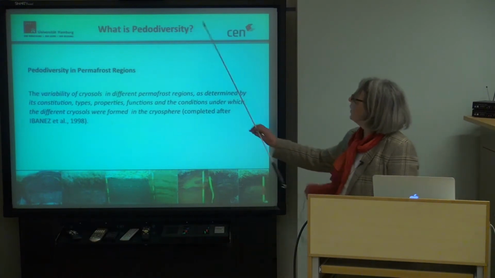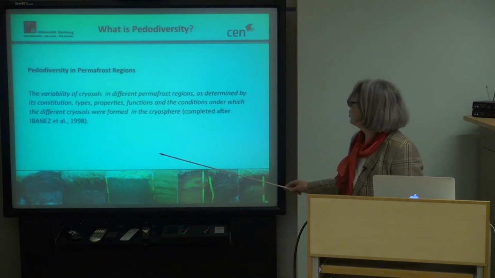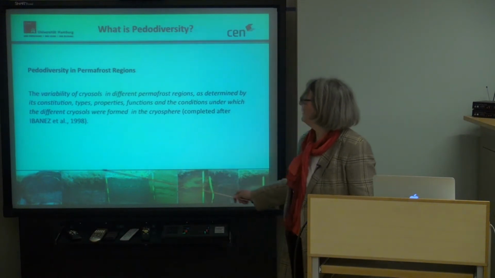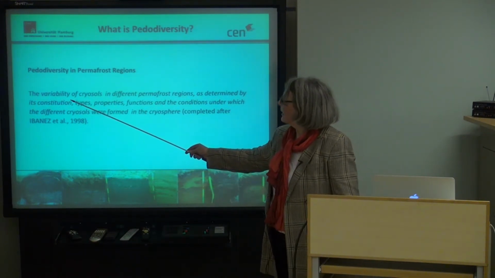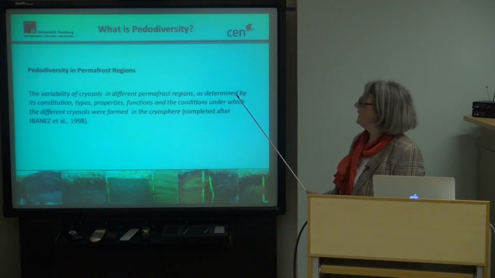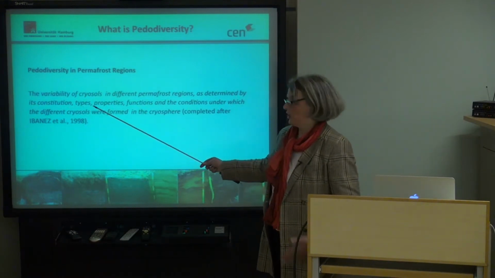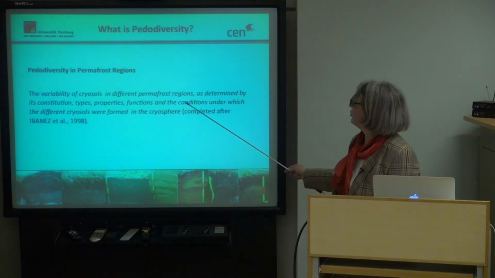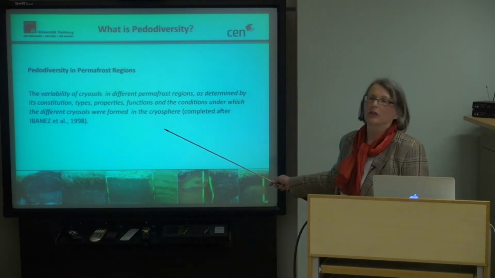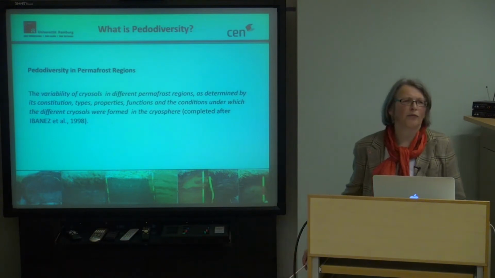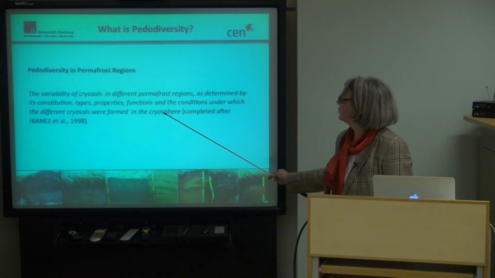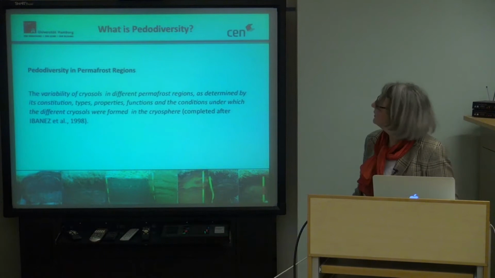Let me start with what pedodiversity is, and I chose one simple definition given by Ibáñez and colleagues. It is the variability of cryosols in different permafrost regions as determined by their constitution, types, properties, function, and the conditions under which the different cryosols were formed in the cryosphere. If we talk about permafrost soils, you have to take into account that you are in a special environment under the factors of the cryosphere. So I like it.